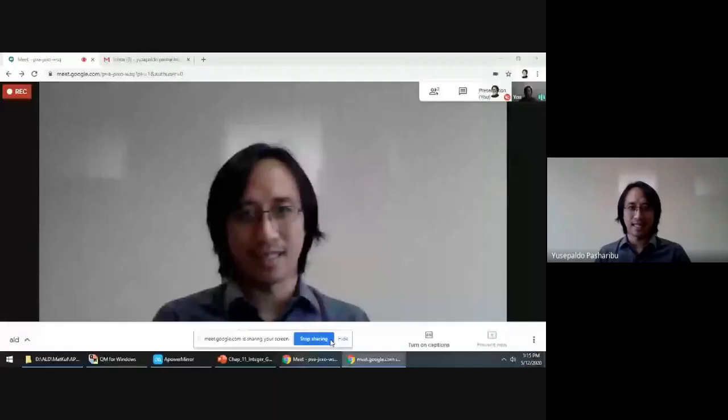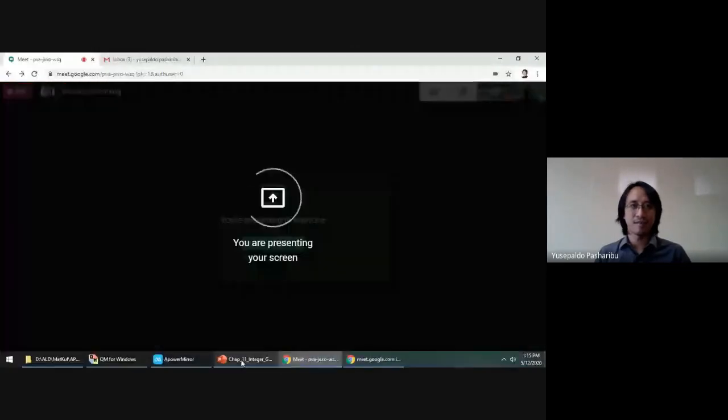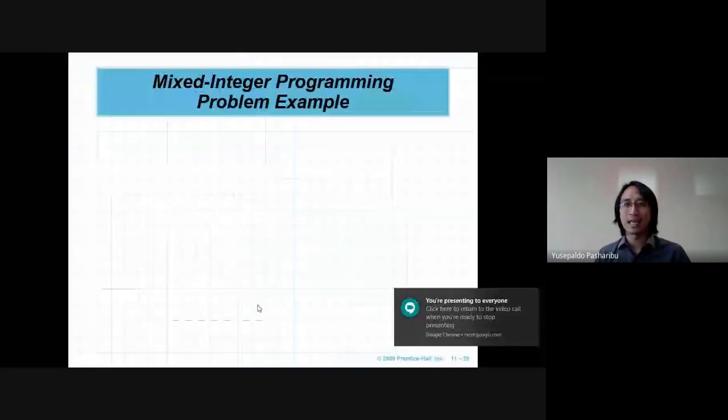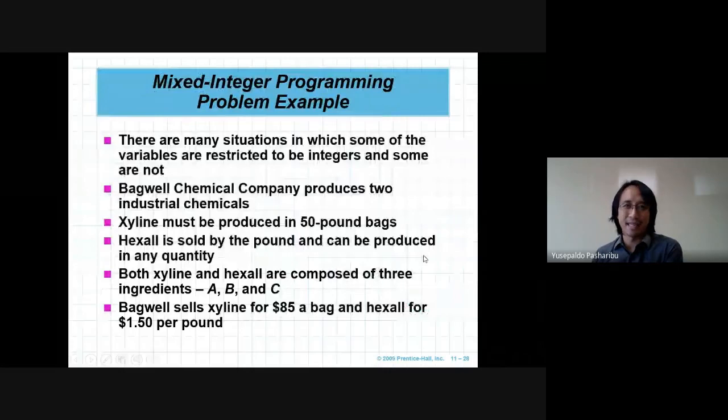Hello everyone, still in the decision-making analysis about integer programming. This time we will learn about the second type of integer programming, which is mixed integer. Okay, let's see. Mixed integer programming problem example. So if the case is mixed integer, this is the case.